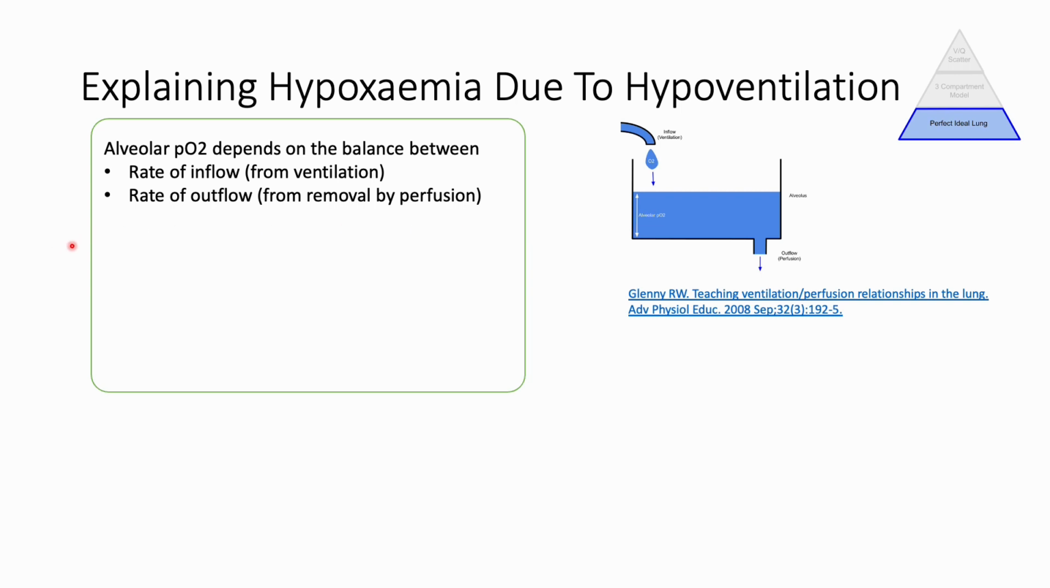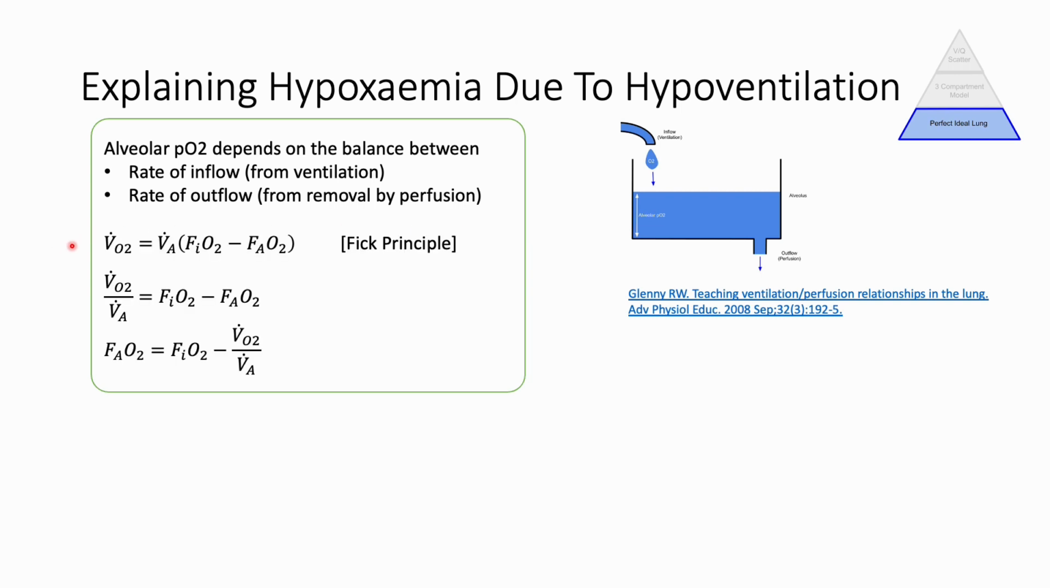We can also explain the same thing mathematically using the Fick principle. So if we apply the Fick principle to the lungs, it's going to say that the rate of removal of oxygen by the lungs, i.e. from removal by perfusion, is going to be equal to the amount of oxygen that's entering the lungs minus the amount of oxygen that's exiting the lungs. So oxygen gets into the lungs from ventilation, so it's going to be the alveolar minute ventilation times the inspired concentration of oxygen, while oxygen exits the lungs from expiration of alveolar gas. So that's the alveolar minute ventilation times the alveolar concentration of oxygen.